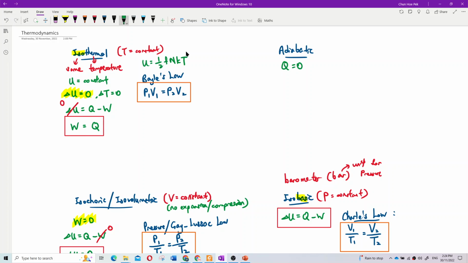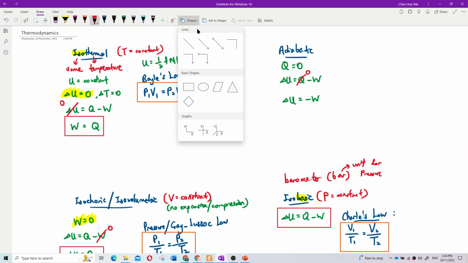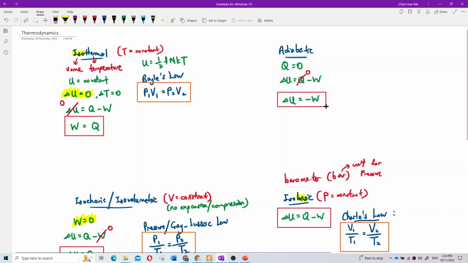No heat flow. So delta U equal to Q minus W. This time Q is 0, so the formula is delta U equal to negative W. That's the formula.